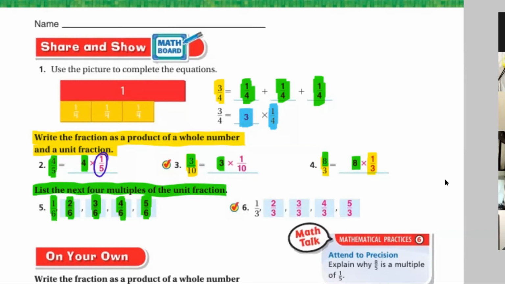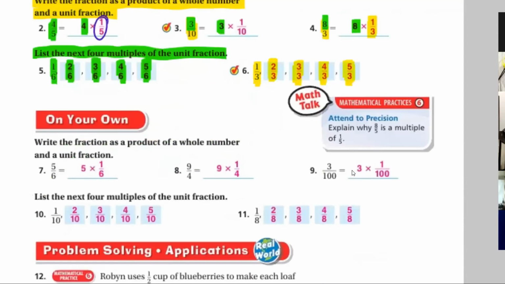Okay, Ryan, can you help with number 6? Yes. Okay, so let's write the next 4 multiples of 1 over 3. So after 1 over 3: 2 over 3, 3 over 3, 4 over 3, 5 over 3. Okay, Ryan.